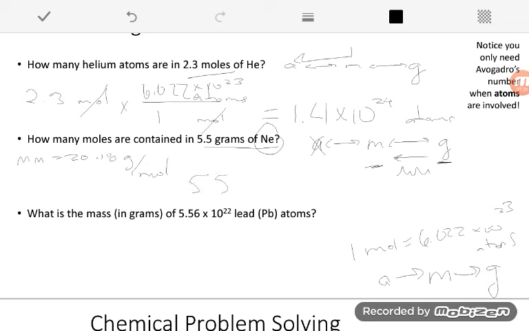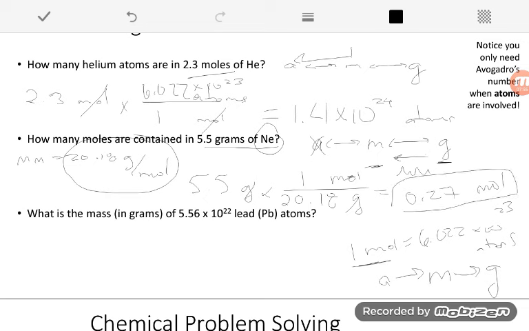We have 5.5 grams. Grams must go on the bottom, and so that means my moles must go on top. So if I look back over here, the 20.18 goes with the grams, and a 1 goes with the moles. Notice no matter your conversion factor, it's always 1 mole is equal to some number of something else, either grams or atoms. So now my grams will cancel, and I'll end up with my moles, and I just punch that into my calculator, and I find out this is equal to 0.27 moles of neon. Just a simple conversion factor.